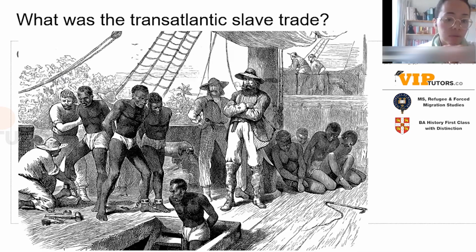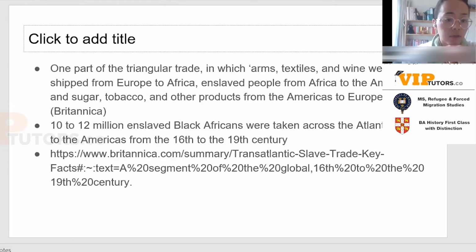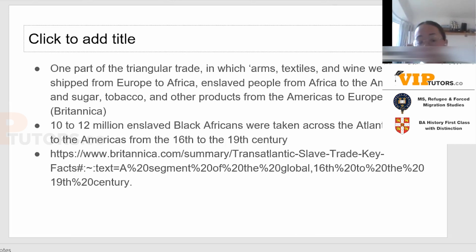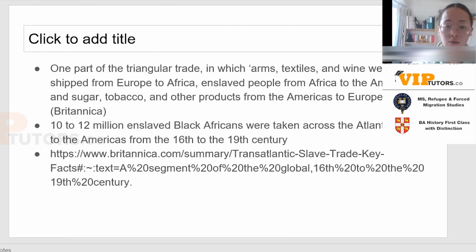So the slave trade, the transatlantic slave trade, was one part of the triangular trade. And as always, Britannica is really helpful for giving an overview on this. So I would recommend you read that if you don't already have a good understanding of what the transatlantic and the triangular slave trade was.